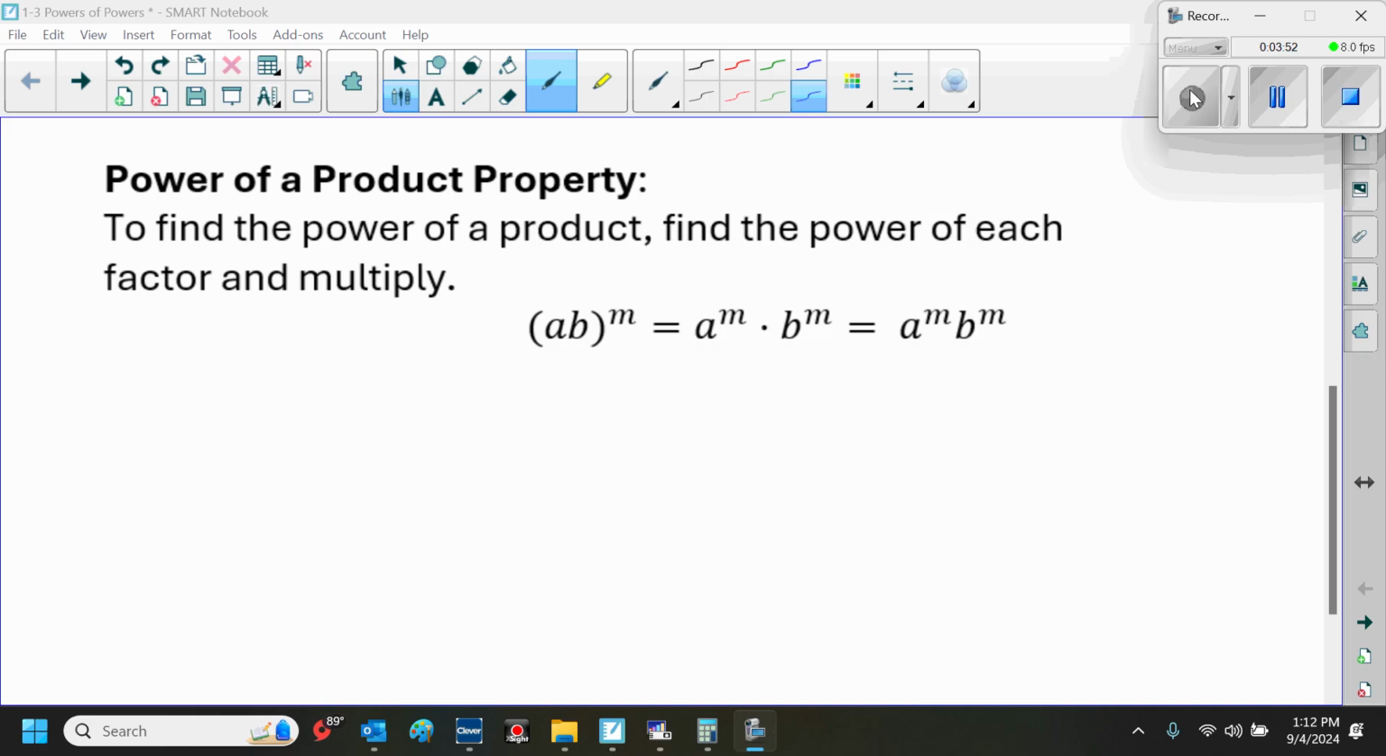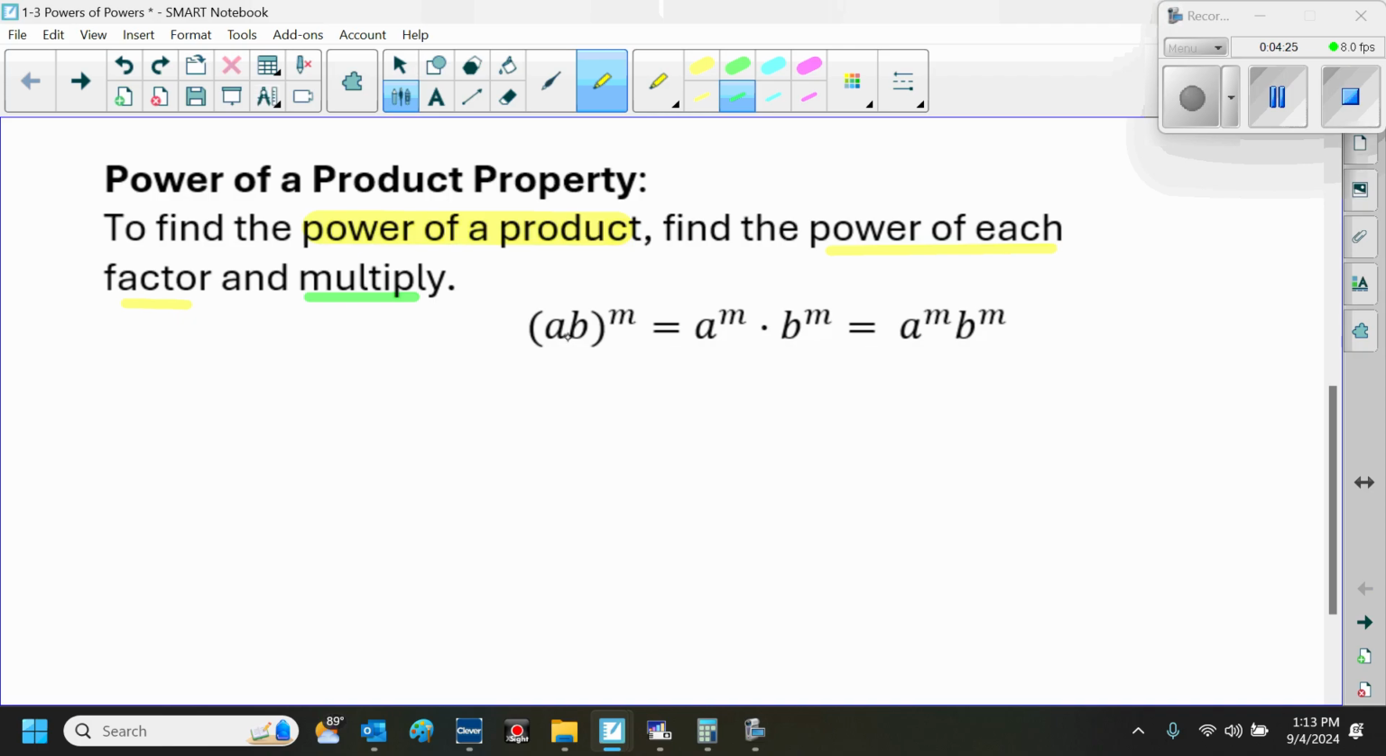It says to find the power of a product, we want to find the power of each factor. Then we can write it using exponents, and then multiply to get to the equivalent numerical expression. Okay? So to find the power of a product, we find the power of each factor, and then we will multiply.